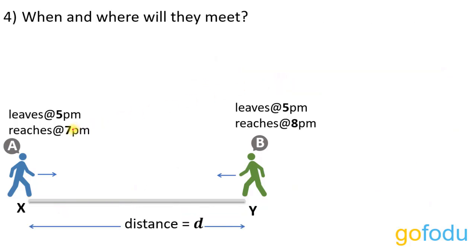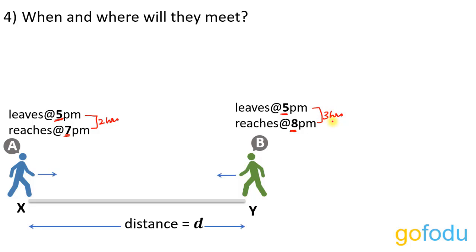Next, last but not the least, we have a slightly different question. Their speeds are not given here. All we know is that A leaves X at 5 p.m. and reaches Y at 7 p.m. B leaves Y at 5 p.m. and reaches X at 8 p.m. So basically A takes 2 hours to cover distance D and B takes 3 hours to cover distance D.